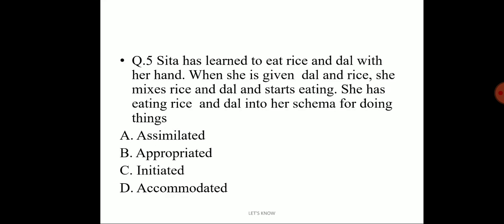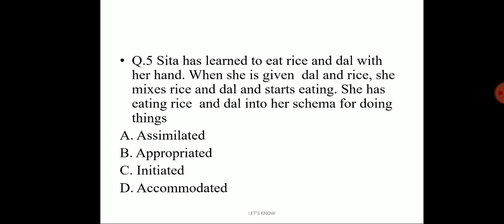Next question. Sita has learned to eat rice and dal with her hand. When she is given dal and rice, she mixes rice and dal and starts eating. She has fitted rice and dal into her schema for doing things. First option is assimilated. Second is appropriated. Third is initiated. Fourth is accommodated.